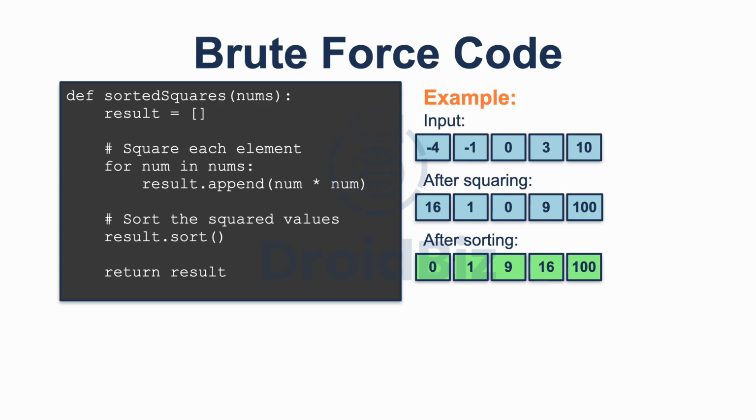Let's see an example. The input is -4, -1, 0, 3, and 10. After squaring, we get 16, 1, 0, 9, and 100. After sorting, we get 0, 1, 9, 16, and 100. This is our final answer.